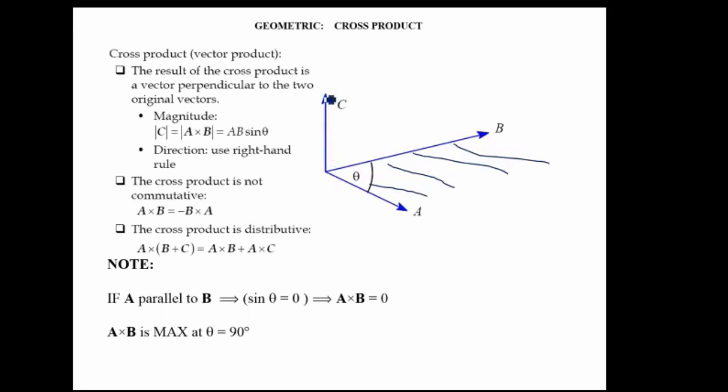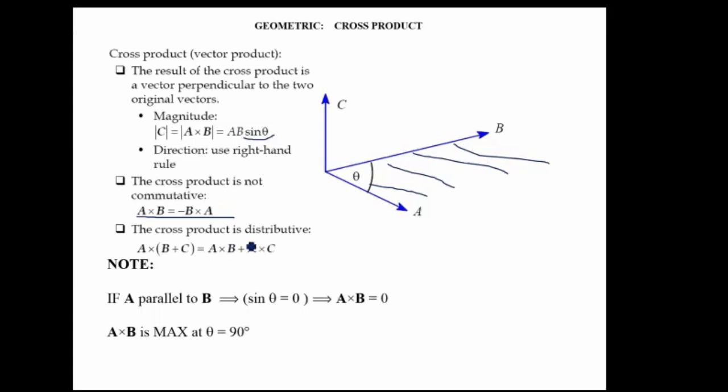The magnitude of the cross product goes as sine of theta. If theta goes to very small angles, sine of theta goes towards 0, then the vector product will shrink, and if you open this up, it'll increase. The vector product is not commutative. In fact, if you switch the order, you get a minus sign.